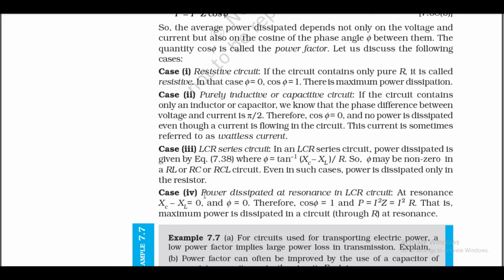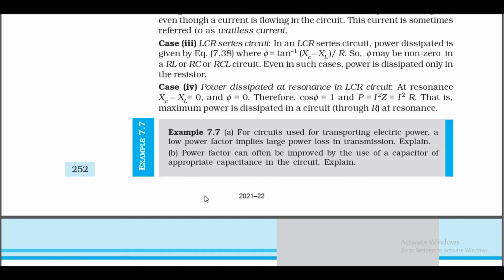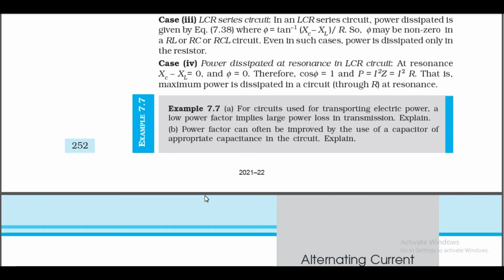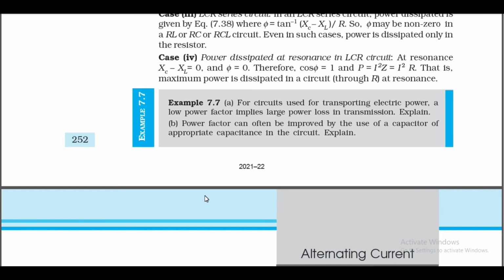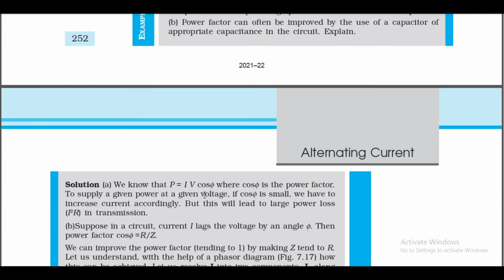Case 4. Power dissipated at resonance in an LCR circuit. At resonance, Xc minus XL is equal to 0 and φ is equal to 0. Therefore, cos φ is equal to 1 and P is equal to I square Z is equal to I square R. That is, maximum power is dissipated in a circuit through R at resonance.